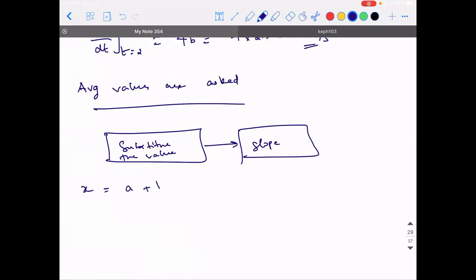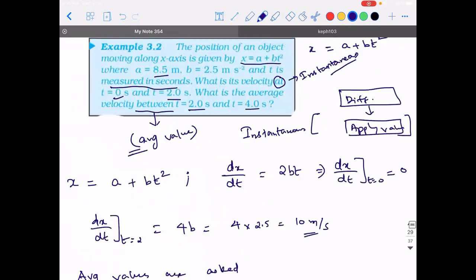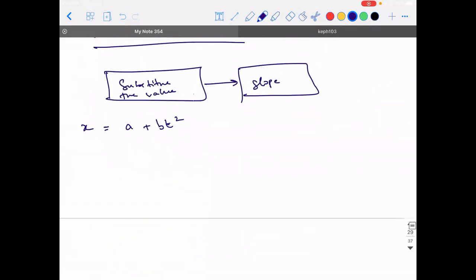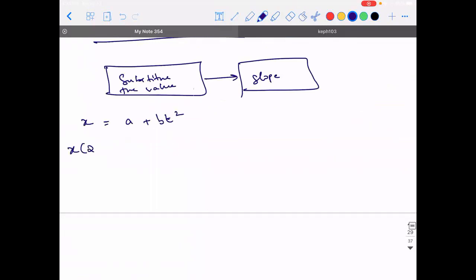So x is equal to a plus bt square. They ask between t is equal to 2 seconds and 4 seconds. So the displacement of the object at 2 seconds is equal to a plus 4b. The displacement of the object at 4 seconds is a plus 16b. Did you guys understand what I did? I took the value of t and substituted in the place of t. Now, what is going to be the average velocity?